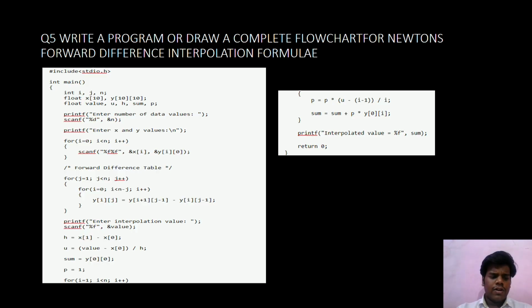For i from 1, i less than n, incremented by 1, we have another loop, performing p equals p times (a minus i plus 1) divided by i, and sum equals sum plus p times y[0][i]. Printf 'interpolated value is %f' and store it. Now return 0, and after that we have completed our C program for the fifth question.